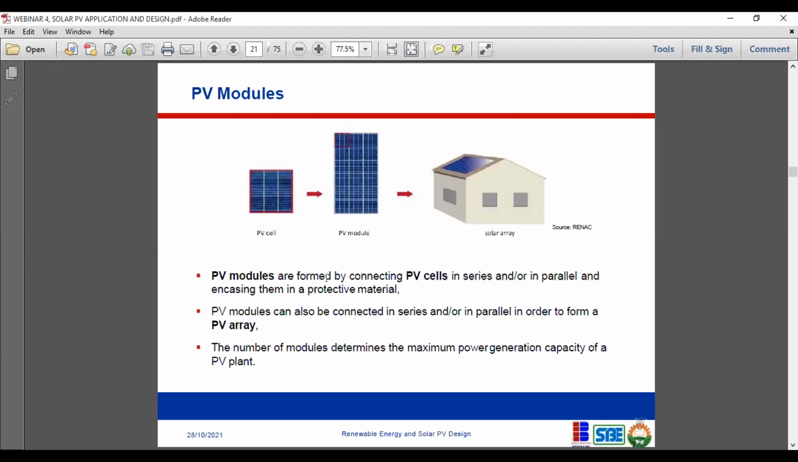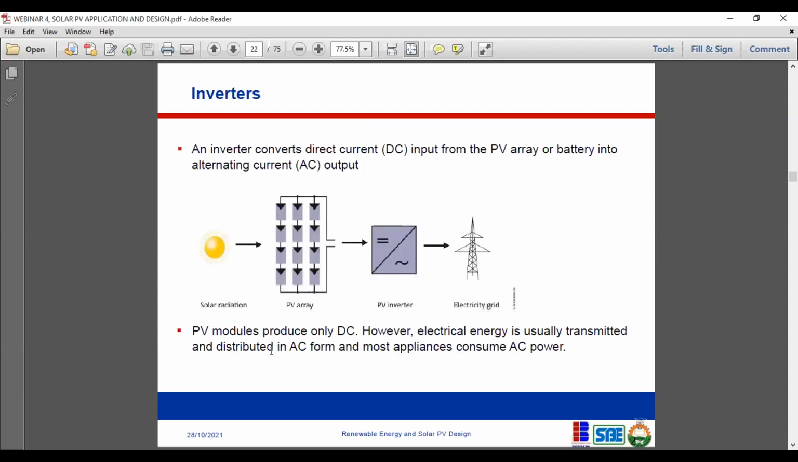PV modules are formed by connecting PV cells in series or in parallel and encasing them in a protective material. That is a PV module, the one you're seeing in the middle. PV modules can also be connected in series or in parallel in order to form a PV array, on the roof, what you're seeing on the roof here. The number of modules determines the maximum power generation capacity of the plant. Of course, if you have more PV modules, you have more electricity generated. If you have fewer PV modules, you will generate less energy. So that's PV modules.